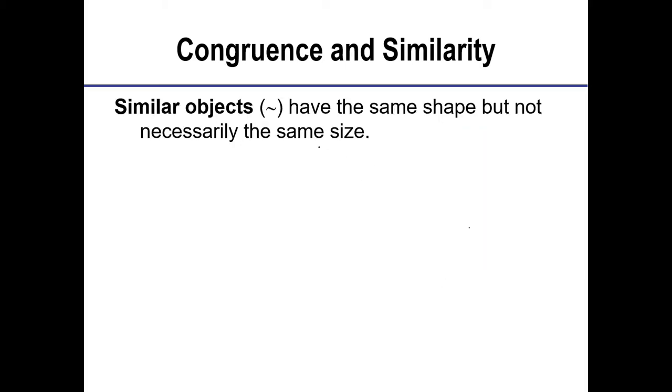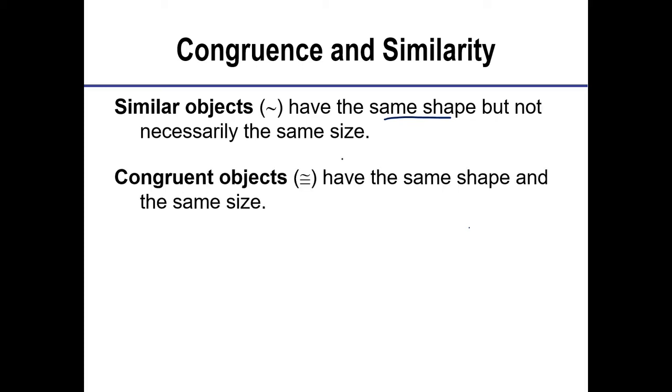Similar objects, we use this symbol, this wavy symbol, to describe an object that's similar. It has to have the same shape, but not necessarily the same size. Congruent objects, we use this symbol in which the wavy sign is on top of an equal symbol. It has to have exactly the same shape and same size.